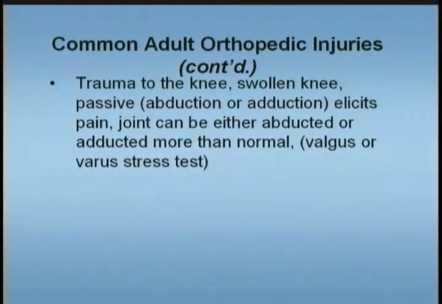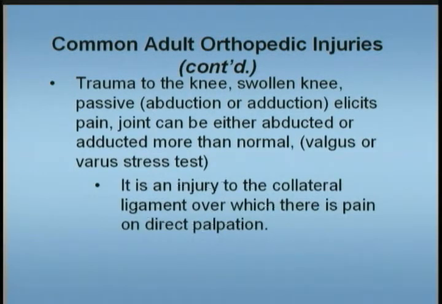So we have trauma to the knee. We have a swollen knee. We have passive either abduction or adduction, eliciting pain. The joint can either be abducted or adducted more than the normal, and this is going to be referred to as a valgus or varus test. When you know that this is what the vignette represents, this is an injury to a collateral ligament. Which of the two? The one over which there is pain on direct palpation.